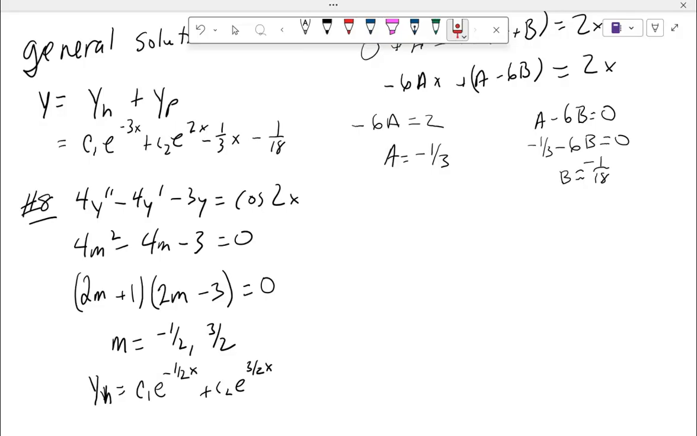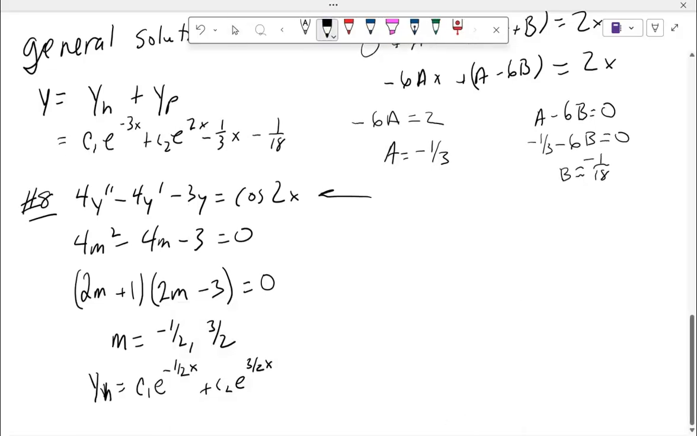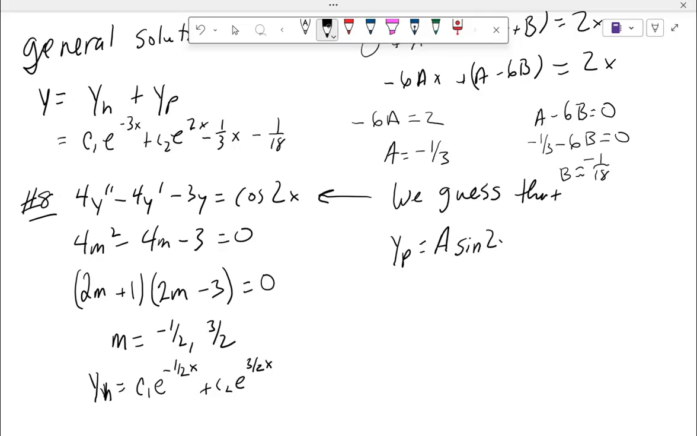So in this case, given this function, we guess, it really is a guess, I mean it's an educated guess, but we guess that our y sub p has the form some constant times sine of 2x, and then some constant times cosine of 2x.